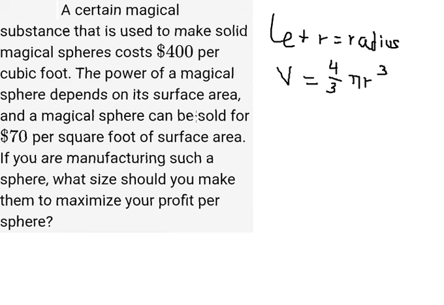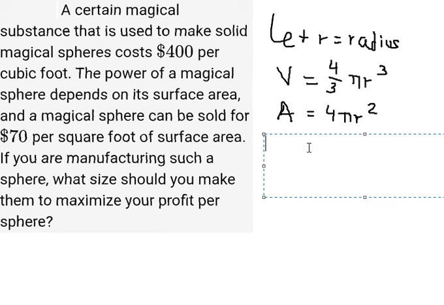The next one, we can solve this based on the surface of the sphere. So that's 70 US dollars per square foot. So the area should be 4πr squared. Now we can create the formula of the profit. That should be revenue minus the cost.